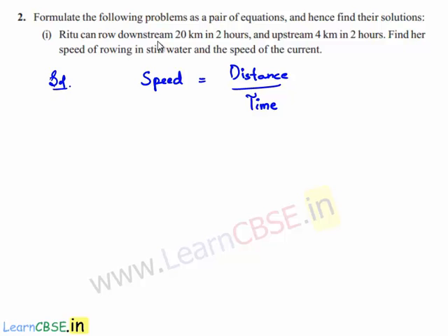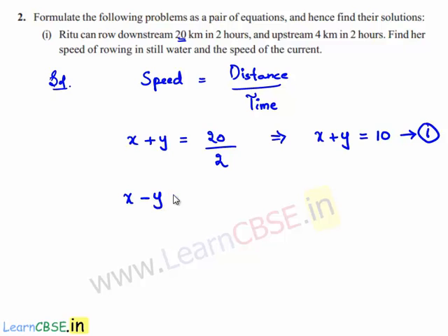So for the downstream case, the speed is equal to x plus y, the distance travelled in downstream is 20 kilometers and the time taken is 2 hours, which implies x plus y is equal to 20 divided by 2, which is 10. Assume this as equation number 1. In the upstream case, the speed is x minus y, the distance travelled is 4 kilometers and the time taken is 2 hours. So this equation becomes x minus y is equal to 4 divided by 2, which is 2. Assume this as the second equation.